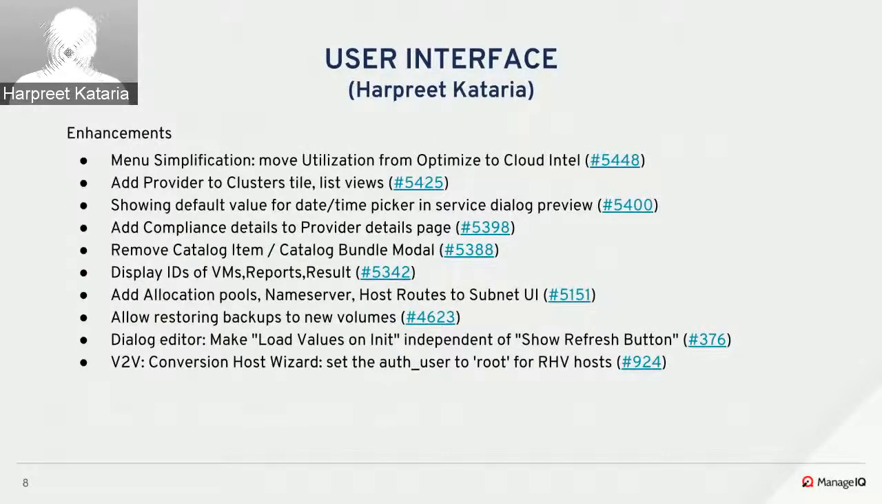On the enhancement side, there is some work going on to simplify menus in the product. So utilization subtab was moved from Optimize main tab to Cloud Intel main tab. You will be seeing more changes in the menus in the following sprints. Name of the provider column was added to clusters, style, and list views for convenience. Previously, user had to go to each cluster summary screen to see the provider information.